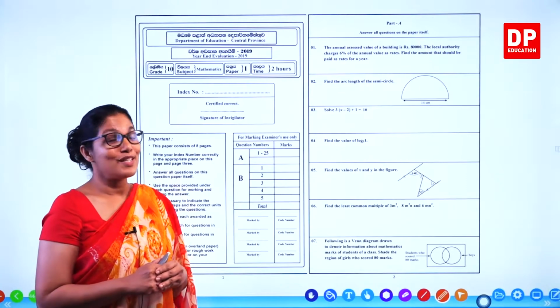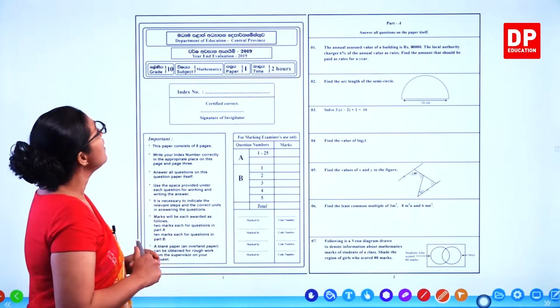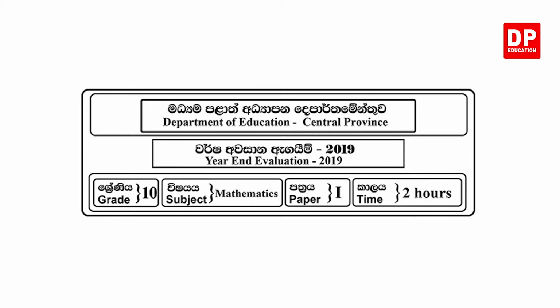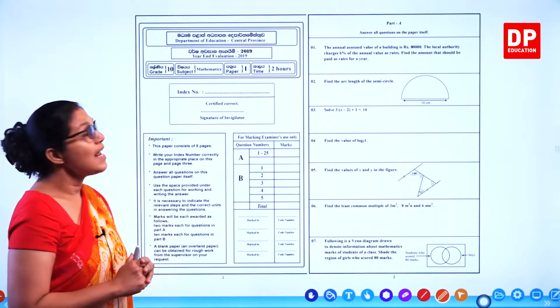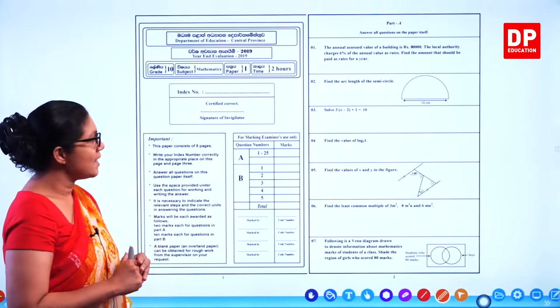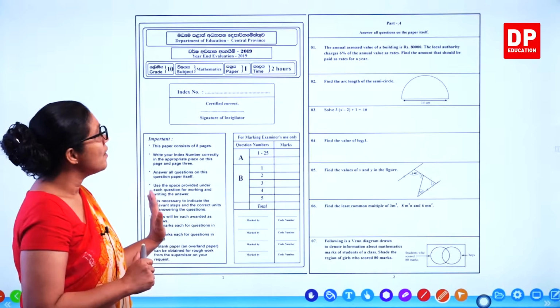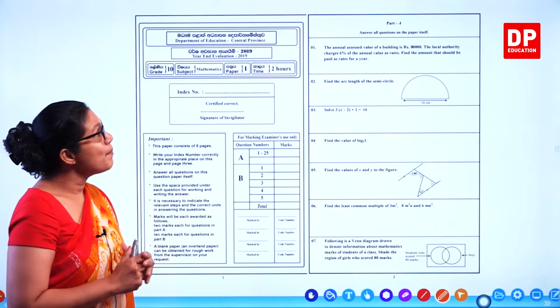Hello grade 10 students. Today I am going to do the Department of Education Central Province Year-End Evaluation 2019. So this is paper 1 and you get 2 hours for that. So you already know you have 2 parts, part A and part B.